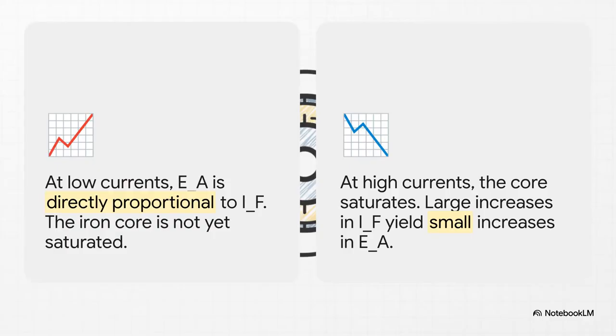And you can immediately see two totally different zones on this curve. At the beginning, it's a perfectly straight line. In this region, if you put in more field current, you get a directly proportional kick in flux and voltage. But then, the curve starts to bend over.